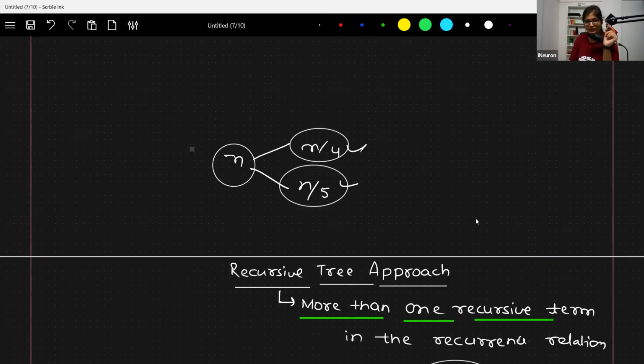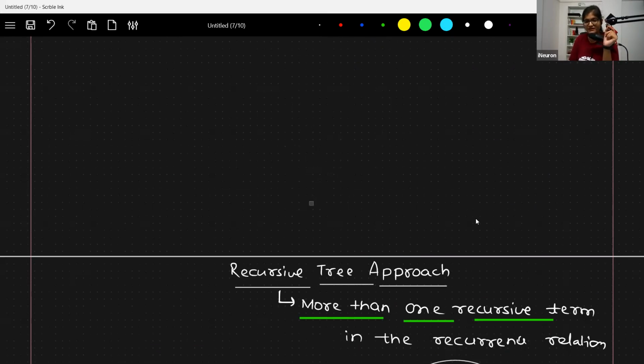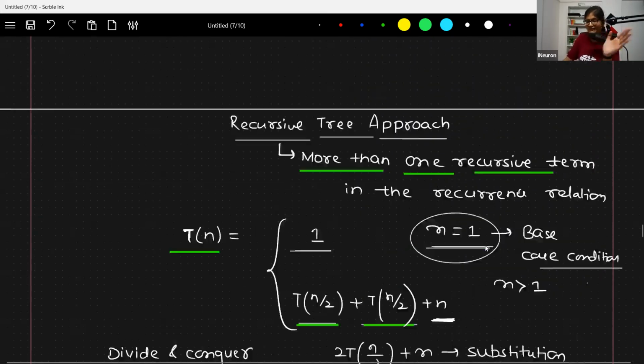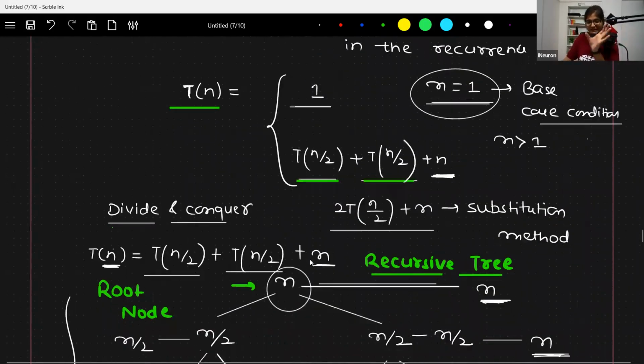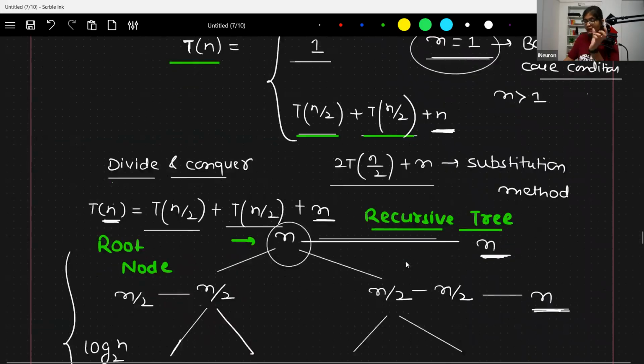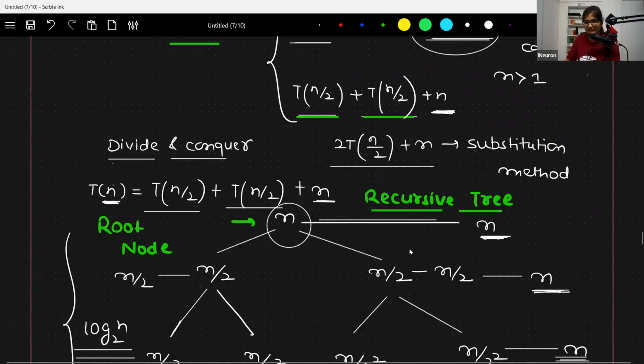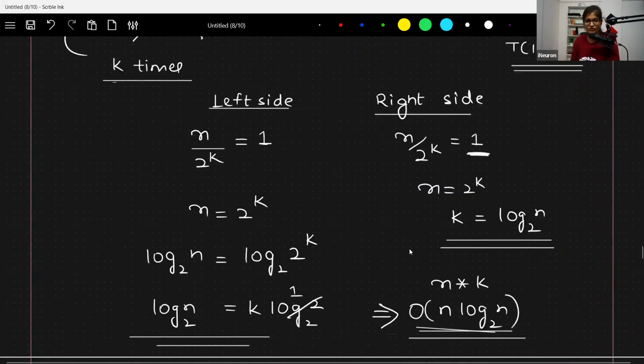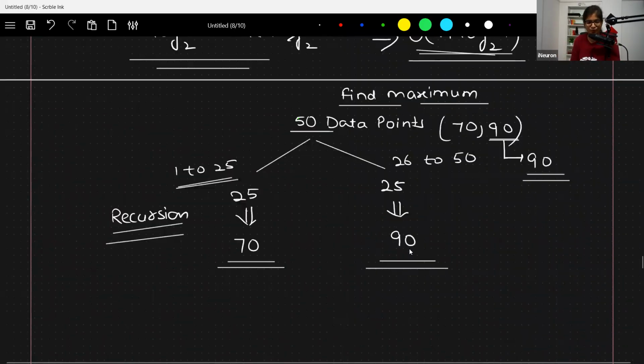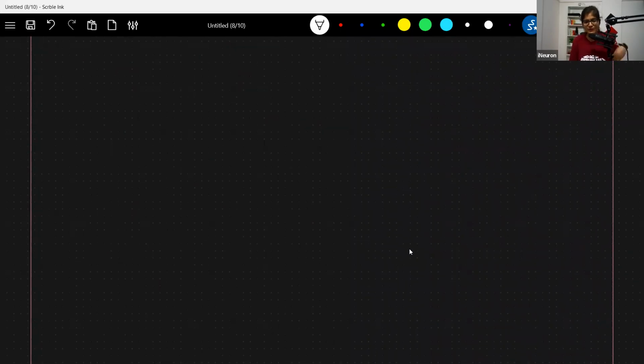I think after that you will get better clarity, because here we are discussing a question in which left and right both have the same number of records. What will happen when left and right have different numbers of records? That will give you a different, clear-cut idea about the recursive tree approach. For example, let me discuss one more question here.